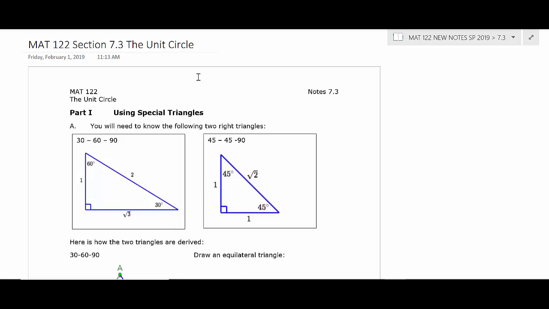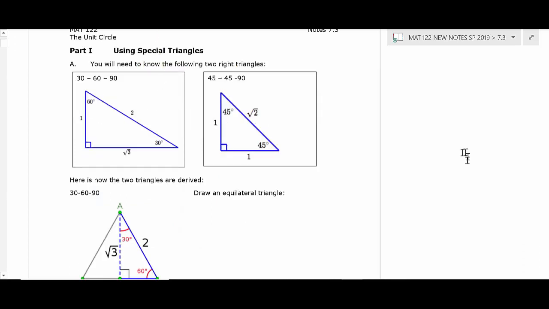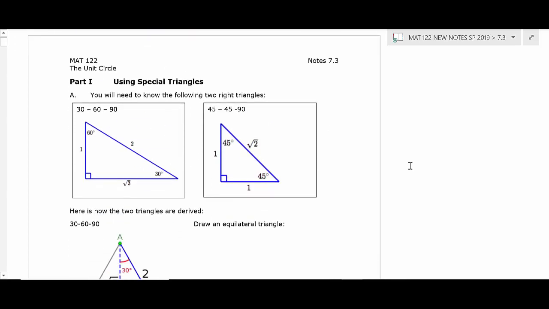Okay, so what we're going to do is, we've got three parts of this, and the first part is what we mean by a special triangle. So, first thing is you want to know the following two triangles. The 30, 60, 90 and the 45, 45 right triangle. So this would be a special triangle.